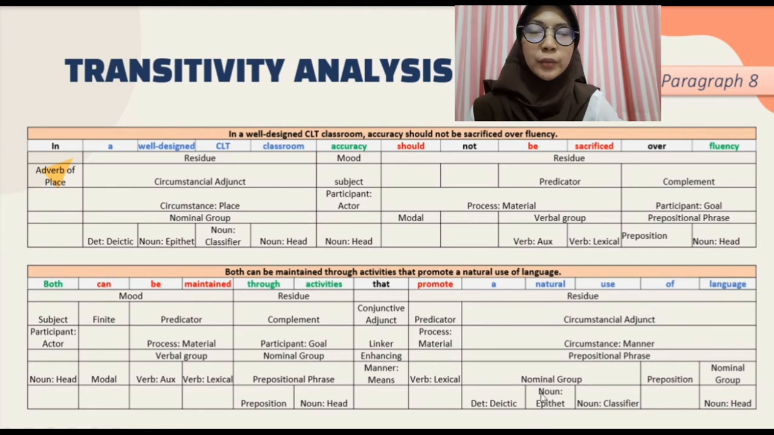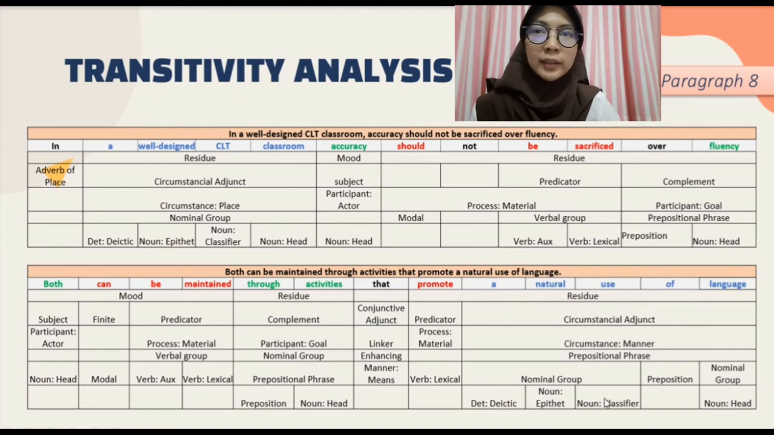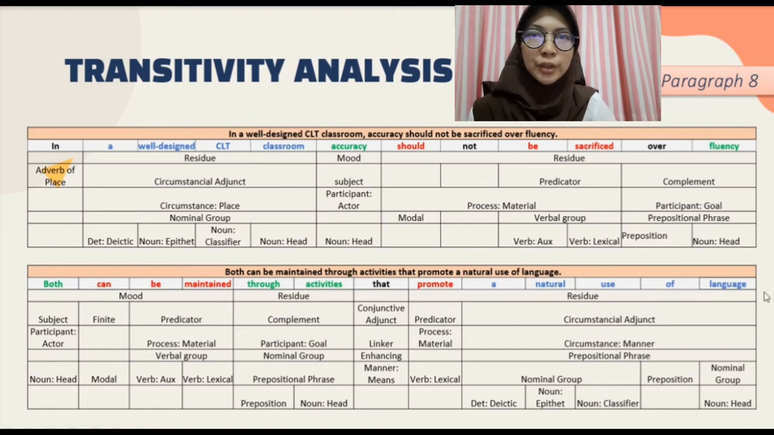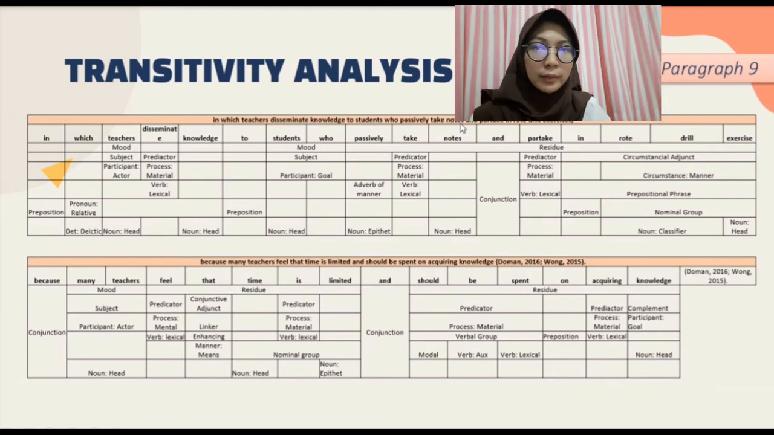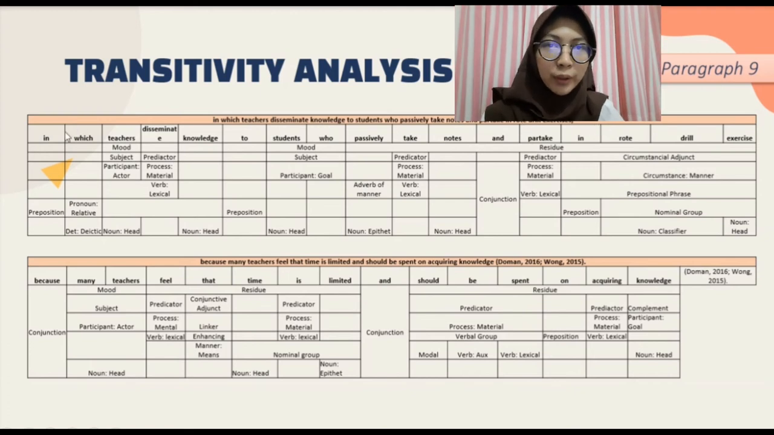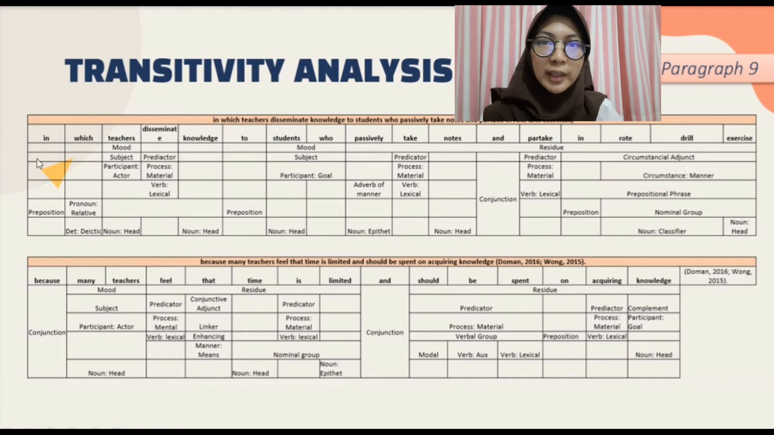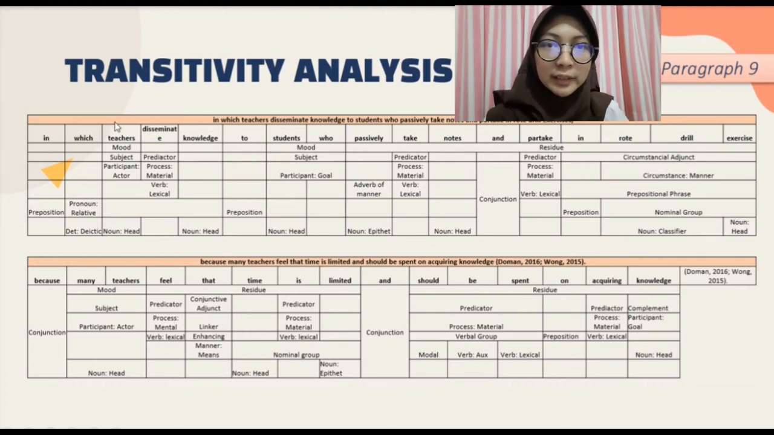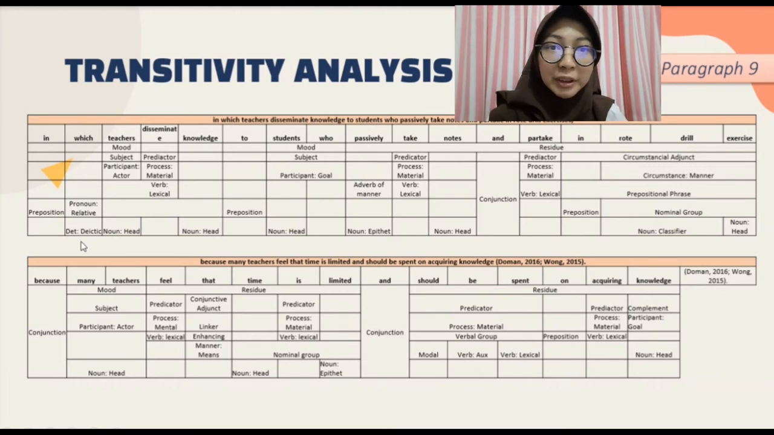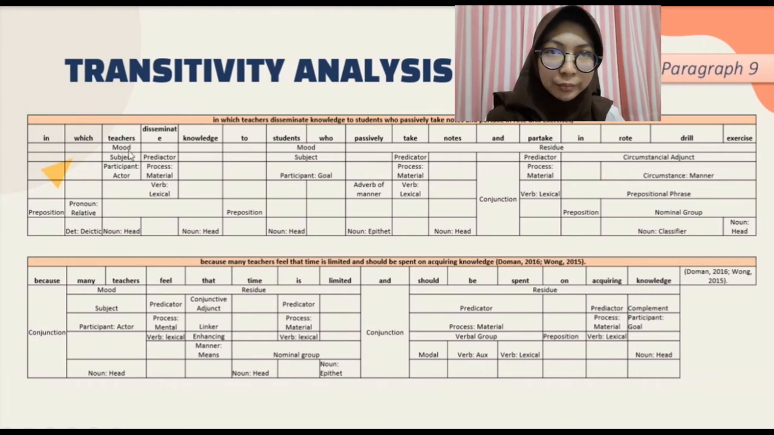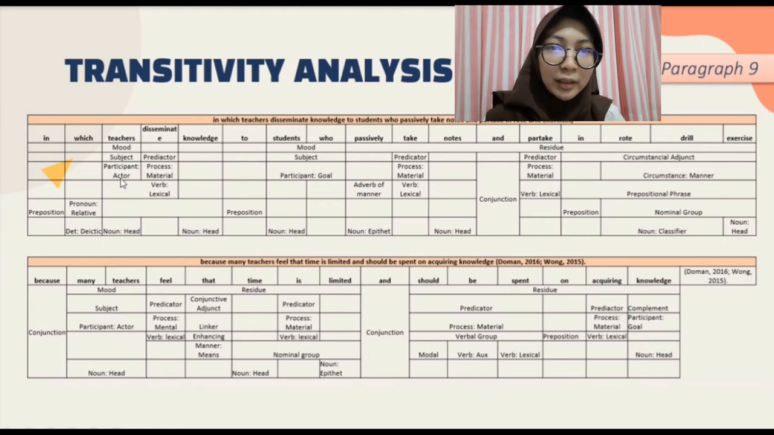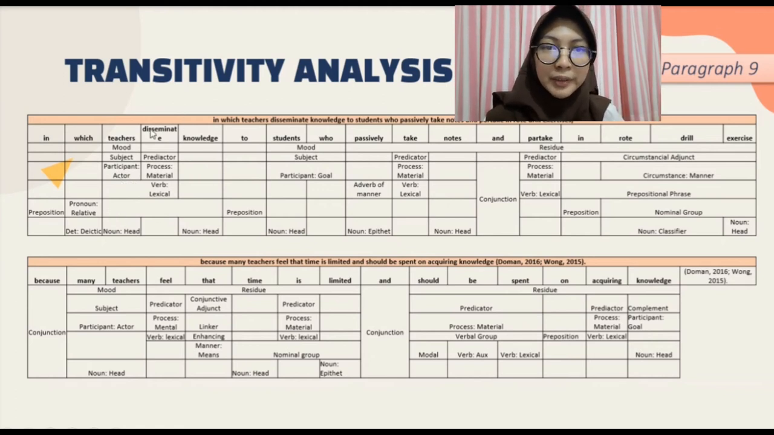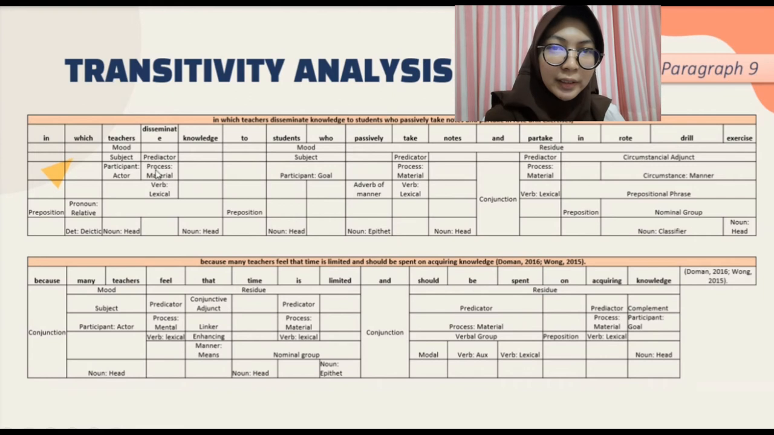Next, for transitivity analysis of paragraph 9, we start from this clause: "in which teachers disseminate knowledge to students who passively take notes and partake in rote drill exercises." We start from in. In here is the preposition, and which is the relative pronoun and also the deictic. Next, teachers here is the mood. Teachers is the subject and also the participant actor. Teachers is also the noun head. Then we move to disseminate. Disseminate here is the predicator, also the process material, and the verb is lexical. Next, knowledge. Knowledge here is the noun head.